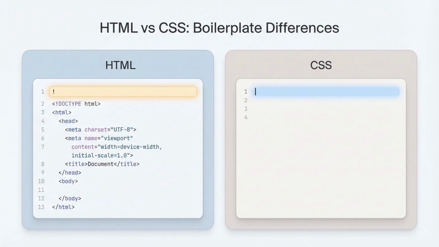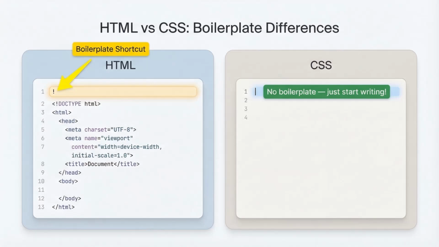CSS file. In HTML, you can type an exclamation mark and hit Tab or Enter to generate what's called a boilerplate, that full starter template with a doctype declaration, HTML tags, head, and body. CSS does not have any boilerplate like that. When you open a CSS file, you simply start writing your style rules directly. There's no setup required. So to be very clear, the exclamation mark shortcut is an HTML-only concept.